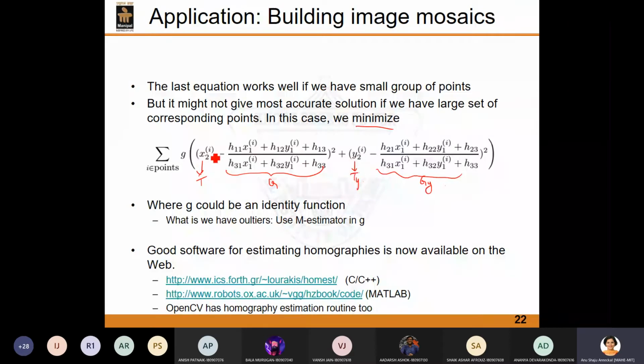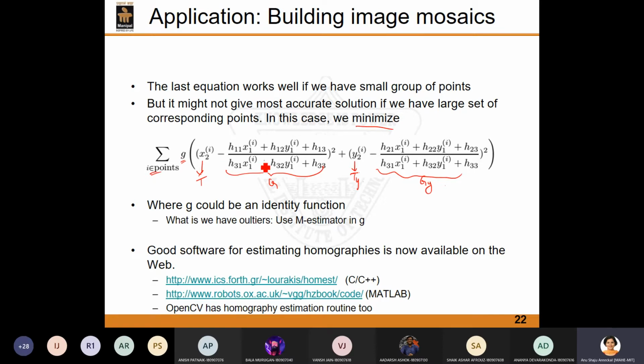Okay, so what we do is we try to find out what is the error in the x coordinate, square that, and then we try to find out the difference between the transformed values and the actual target value in the y coordinate, and then square them together. And then you do this for all possible points which are present in G.